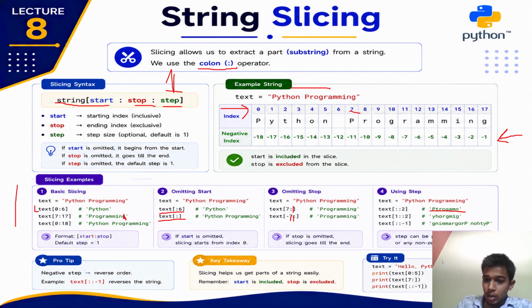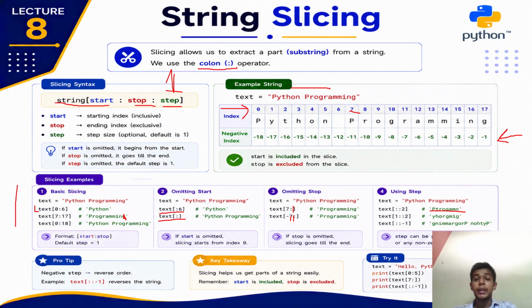And you can see double colon minus 1. It uses a negative step which reads the string from the end to beginning. This is a very popular trick to reverse a string in Python. Here is a useful tip. Whenever the step is negative, Python moves from right to left. That's why text double colon minus 1 is used to return the reverse version of the string.